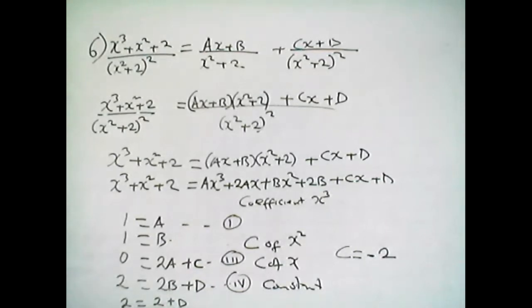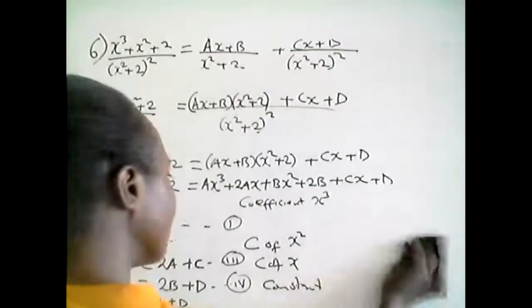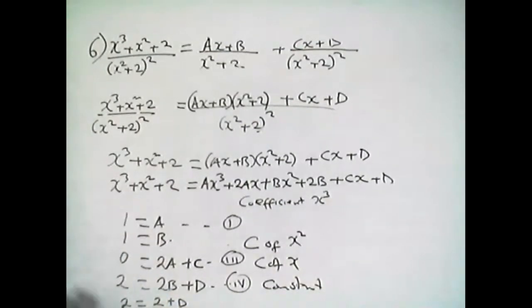So we have a equals 1, b equals 1, c equals negative 2, and d equals 0. After we have found all the values, we just replace in our equation. Let me write the value of c somewhere on this side. c is equal to negative 2.